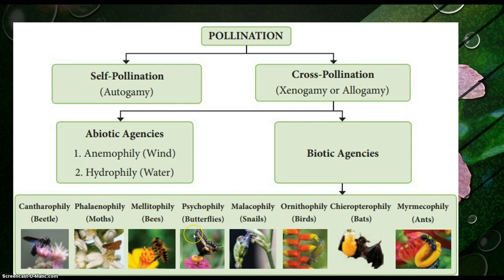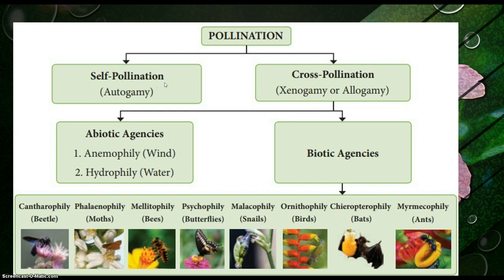But in the next video session we are going to see what modifications are done by the flower in order to help wind pollination, also known as anemophily. What things are formed by flowers in order to help hydrophily, and what floral rewards are given by the flower in order to perform cross pollination with the help of these biotic agents, which can be any one of these. Clear? So in the next video we are going to see detailed cross pollination.